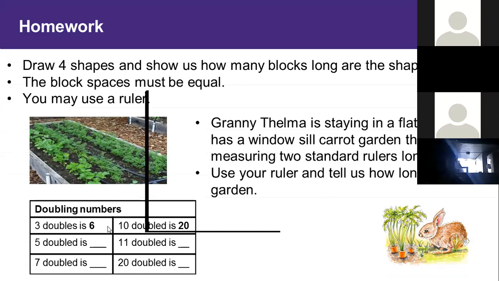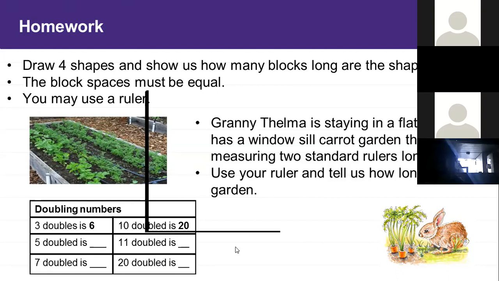So we are doubling these numbers. 3 doubled is 6, meaning 3 plus 3 is 6. 5 doubled, meaning 5 plus 5, is how much? 7 doubled is, give me the answer there. 10 doubled, we've given you an answer: 10 plus 10 is 20. 11 doubled, 11 plus 11, you give us the answer there. 20 doubled, 20 plus 20, you give us the answer there. You mustn't be late for your next class.